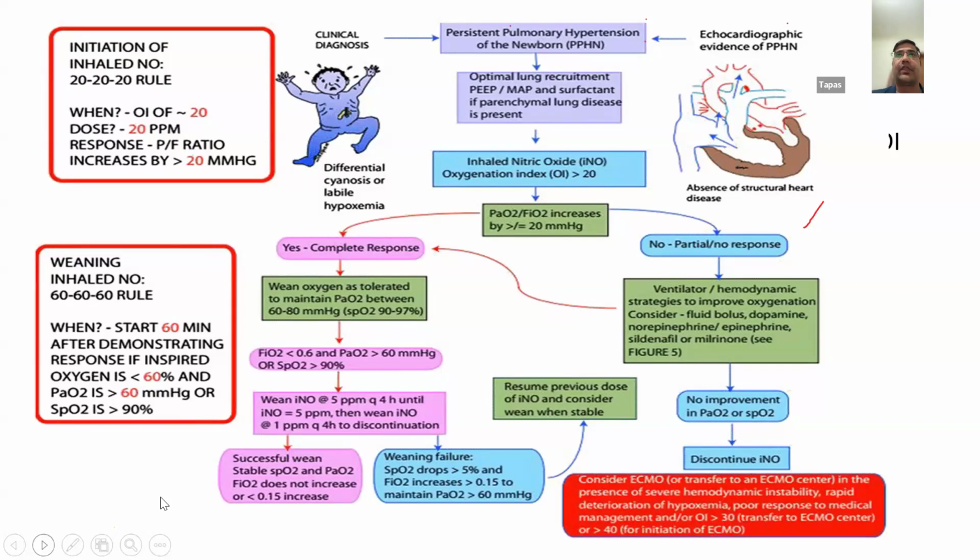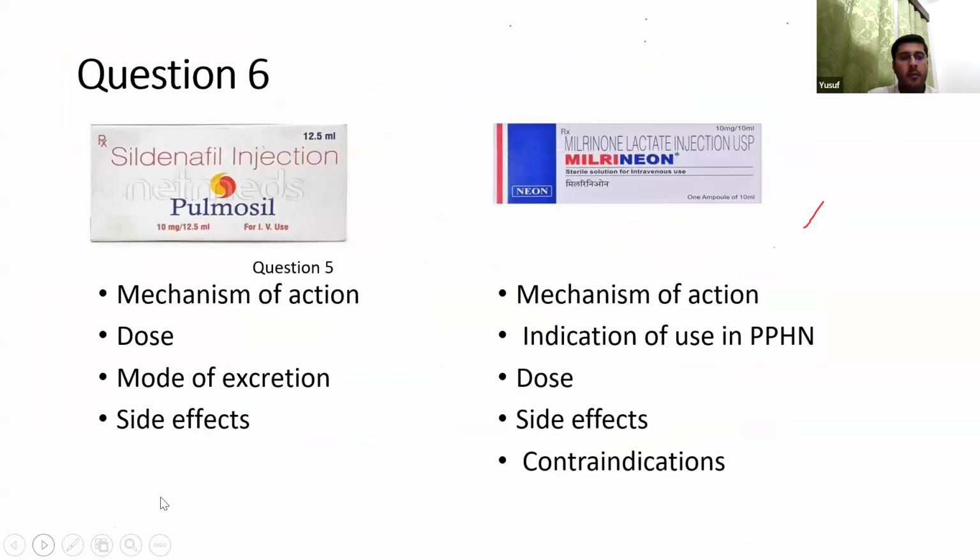You can consider ECMO or transfer to a center providing ECMO, particularly if the baby is not responding to INO and there is a severe hypoxemic respiratory failure, and also if there is severe hemodynamic instability that is not being managed by this treatment. With an OI of more than 40, you transfer to an ECMO center and initiate the ECMO treatment. Okay, so further discussing PPHN.